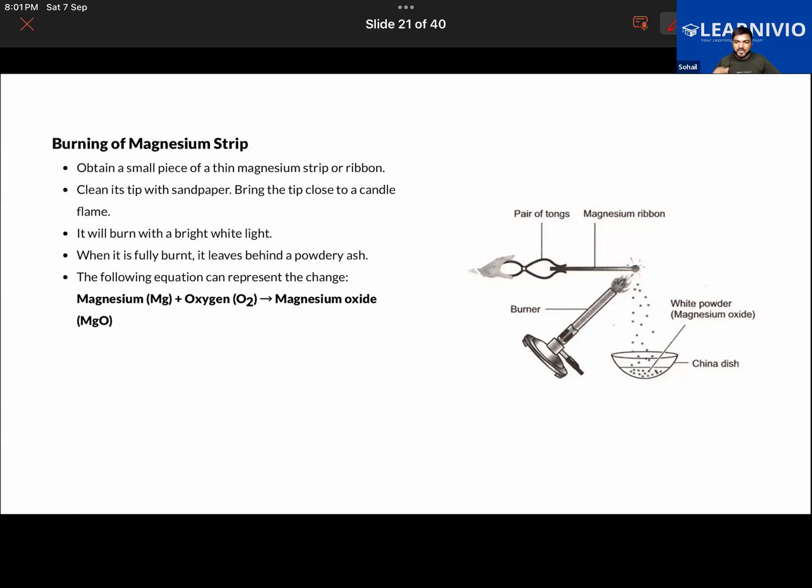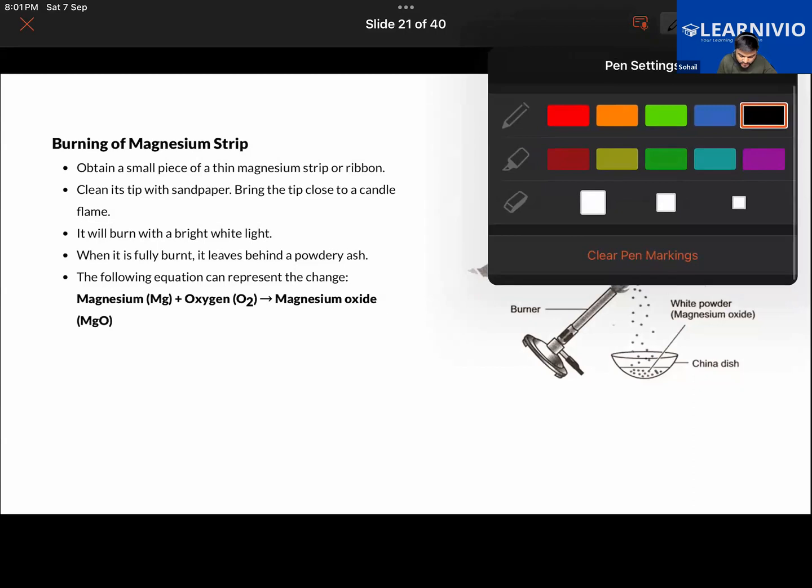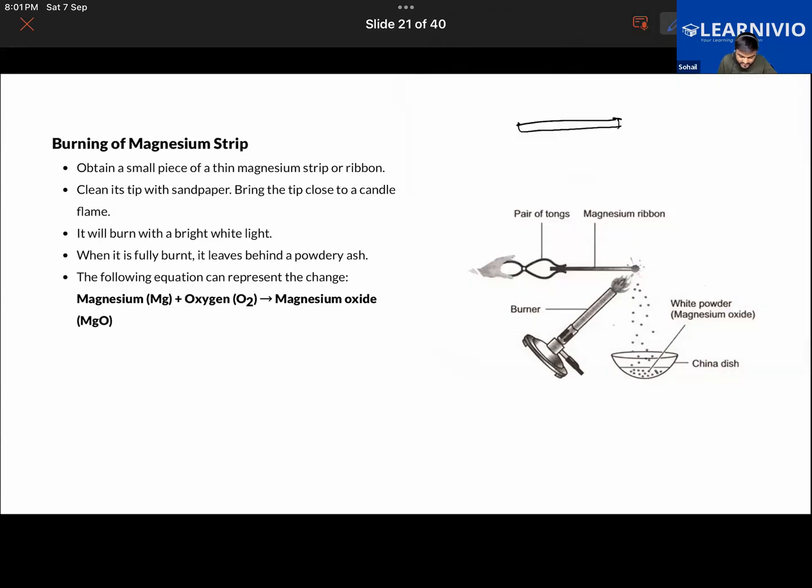So magnesium is a metal. It is available in the market in the form of a ribbon or a strip. We have got it from the market. Clean the end which you are going to burn. Clean this end with the help of a sandpaper.